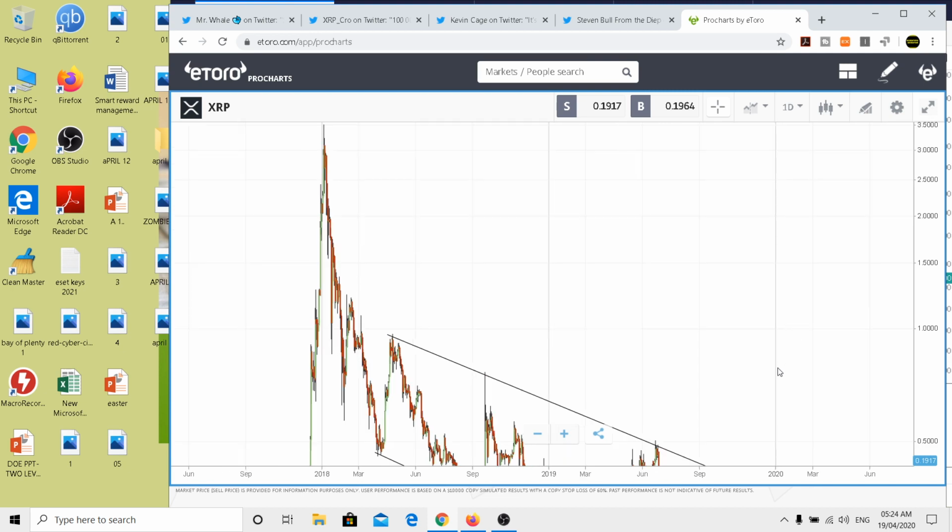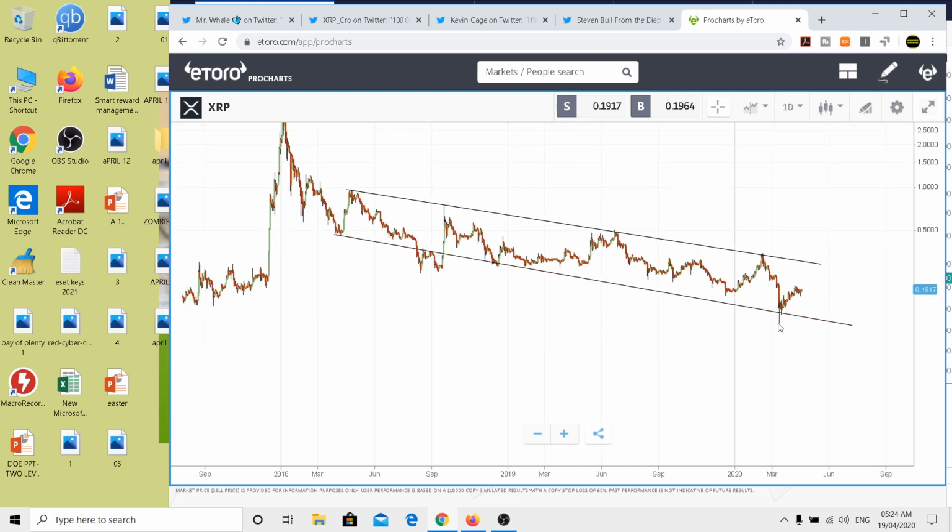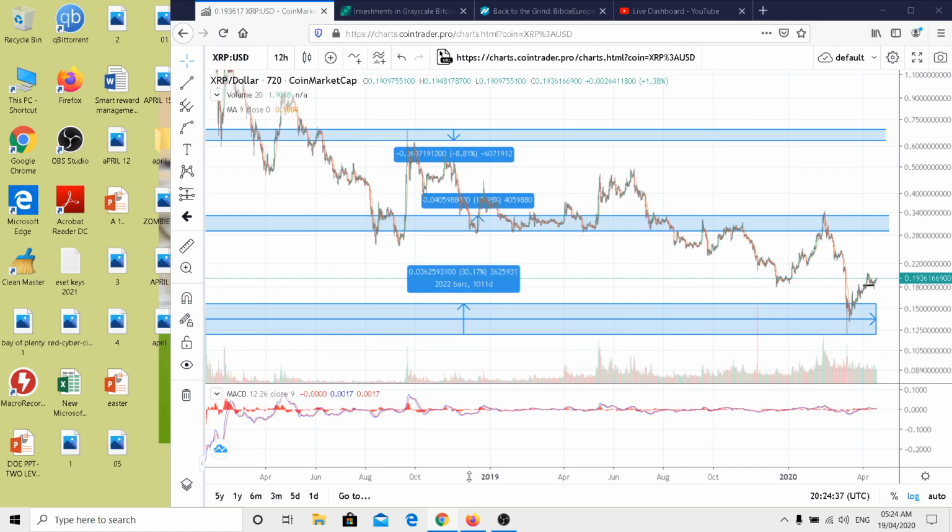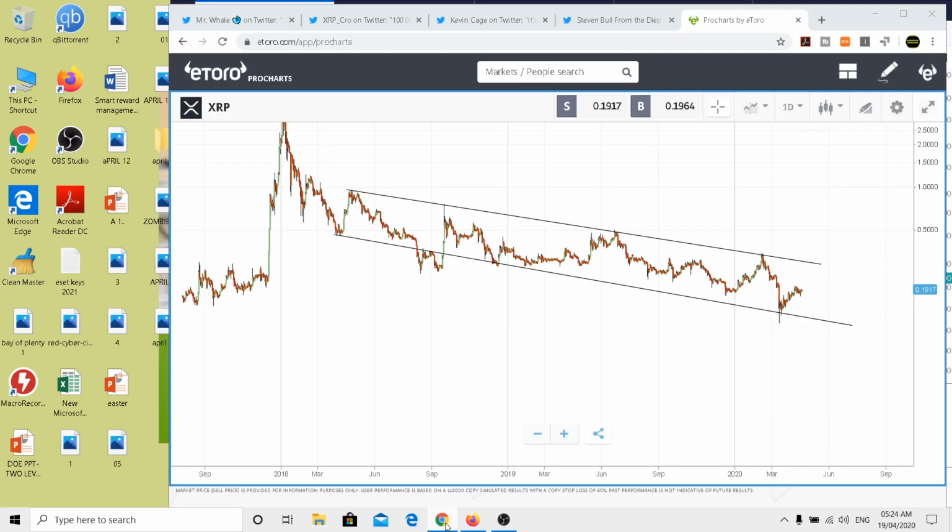Say here, for example, the bottom of XRP on 13th March was 0.11 here in eToro, whereas if you look at the other charts, it's a bit different. Say in Coin Trader, or if you look at TradingView, you can see around 0.12. So you can see where the bottom was. Here we came around 0.11, and now we're pumping back up and it's 0.1954.